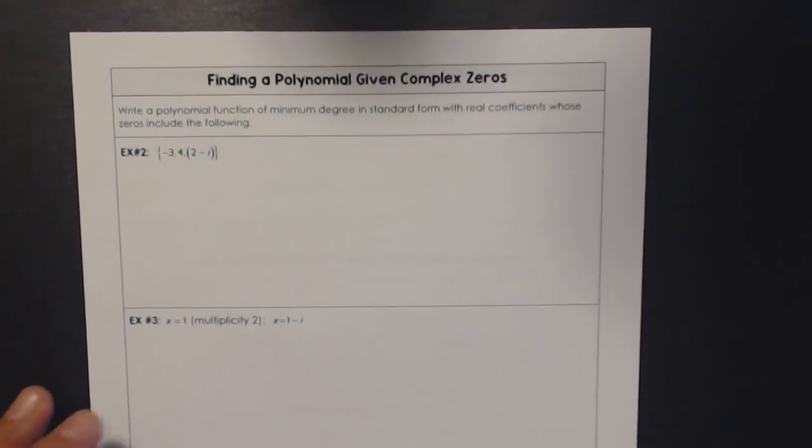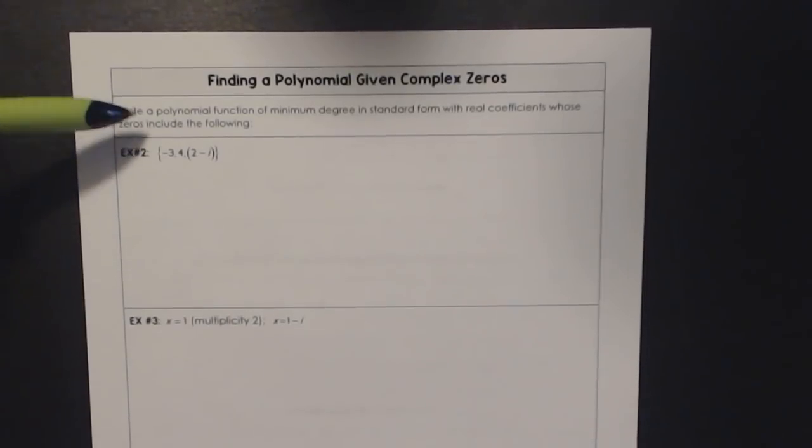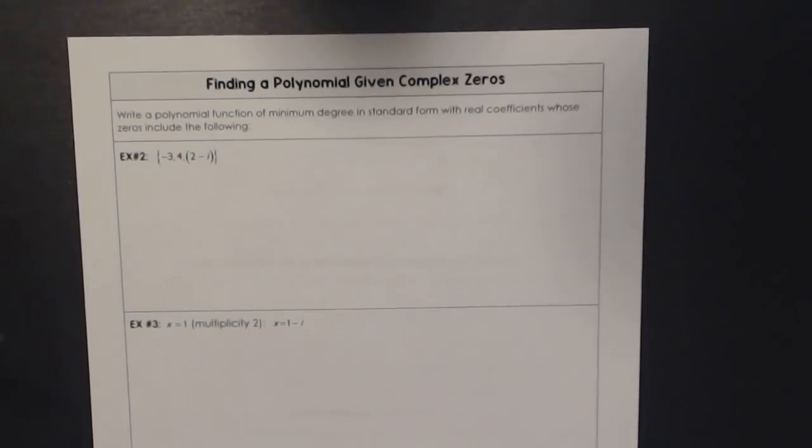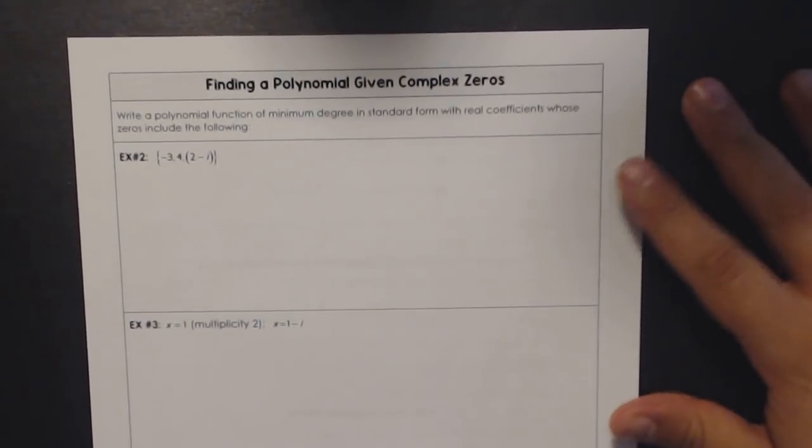Moving on, given this information, we can also even do it when we're given the zeros. So it says write a polynomial function of minimum degree in standard form with real coefficients whose zeros include the following. So we have a problem here where we're told that -3, 4, and 2 minus i are zeros of the polynomial function.